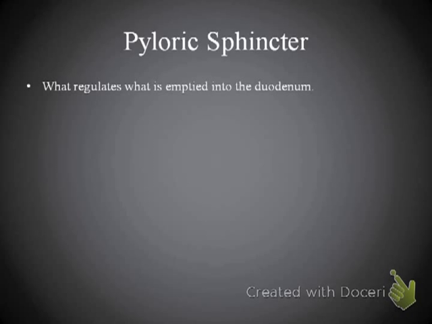Also, we cannot forget that there's a pyloric sphincter just as there is a cardiac sphincter, and it's what regulates what is emptied into the duodenum. And so it allows the passage of food into the duodenum after the chemical bonds have actually been broken down utilizing the enzymes contained in the stomach.